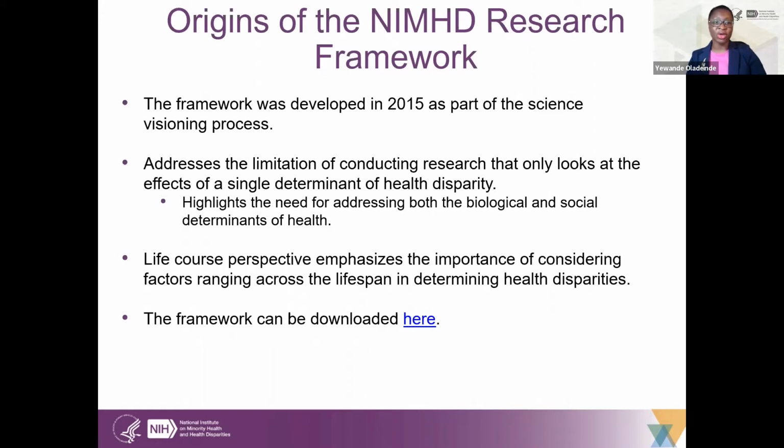The framework addresses the limitation of conducting research that only looks at the effects of a single determinant of health disparity. And so it highlights the need for addressing both the biological and the social determinants of health. The framework does communicate that conducting research entirely within just one level of influence or one domain of influence, for example, just at the individual or the biological level, which is what many traditional health research does, oftentimes does not give us the full picture of what is really happening as far as disparities are concerned.